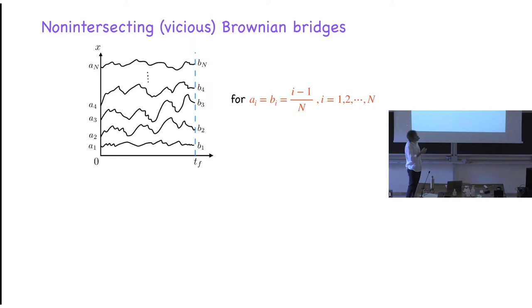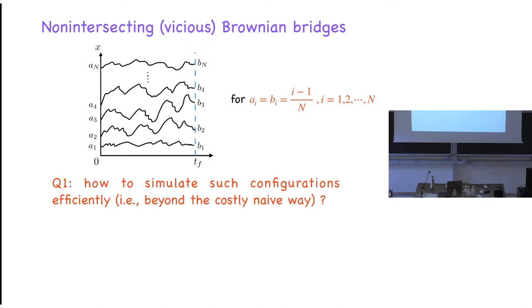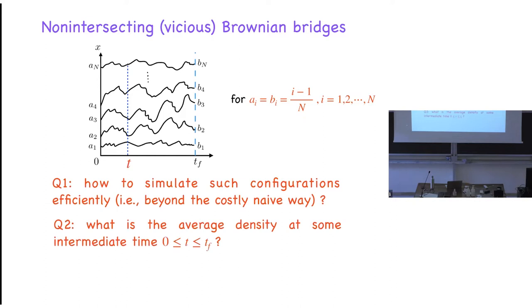Okay, so they are just given by this expression here. And I want to understand how to generate these things. So the first question that I want to ask is: how do I generate such configurations? And the second question is, can I do some quantitative study of that?